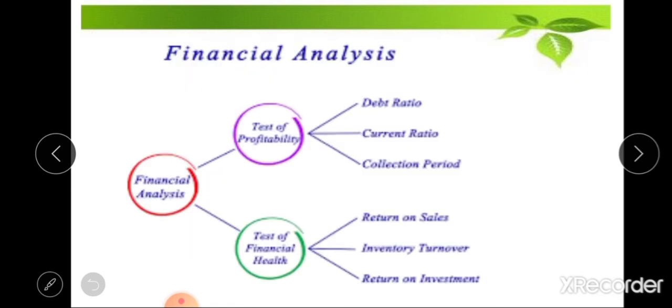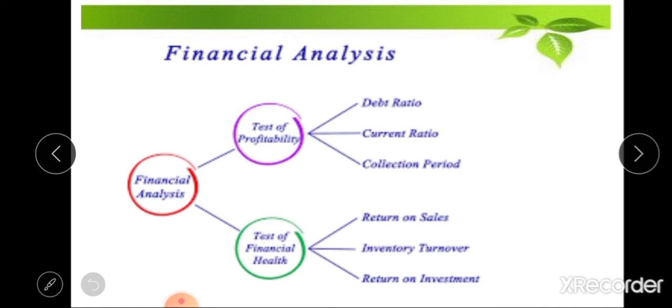So this financial analysis includes test of profitability and test of financial health. Okay, so in test of profitability we use different test ratios such as debt ratio, current ratio, collection period, etc. And test of financial health includes return on scale, inventory turnover and return on investment. Okay, so this is all about financial analysis. We see in detail about this financial analysis in the next chapter.